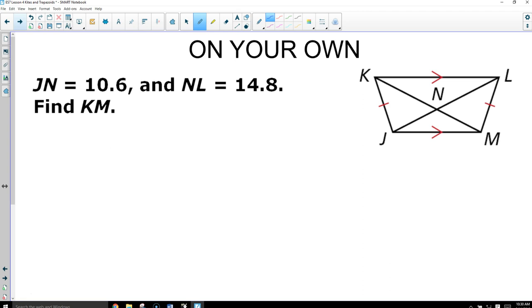So it told you that JN is 10.6, and it told you that NL was 14.8. So we know that the length of JL would add those two together. So that would be 25.4. And we know that KM and JL are the same, so that's the length of KM as well.